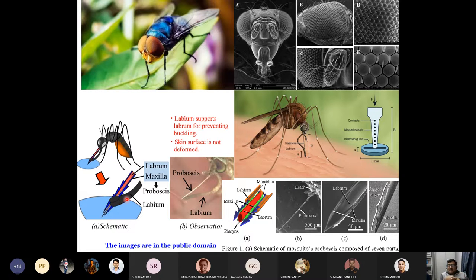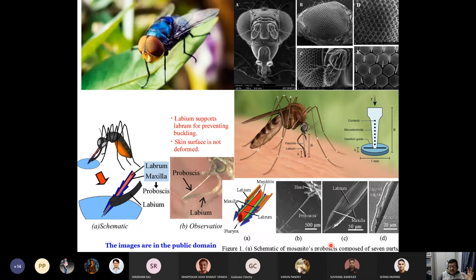It has pricked the needle and it has started sucking out the blood. Now, the moment the blood is sucked out, only then do your nervous system and all your reaction systems come to know about this incident, and then you react. So you can understand that this can be a very interesting technology. People are working on the development of micro-needles, emulating the mosquito's proboscis, right?